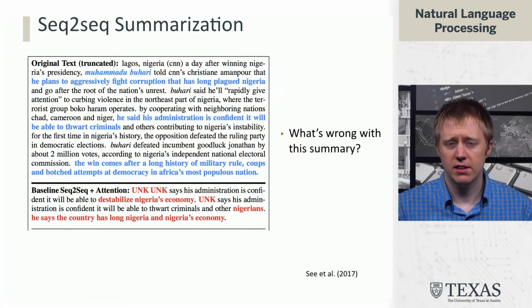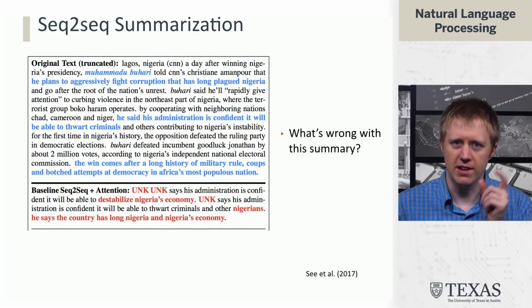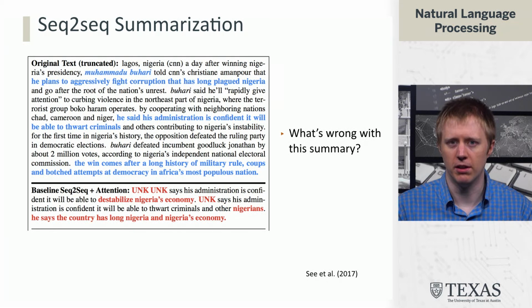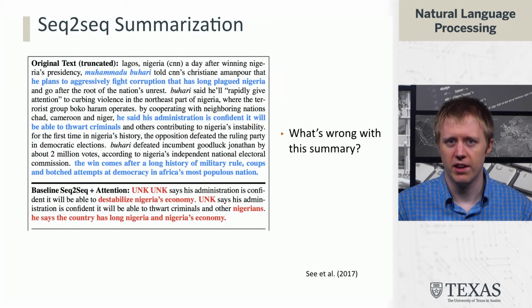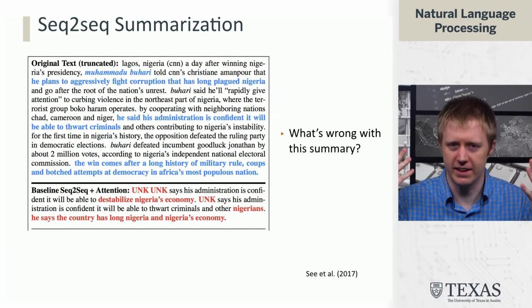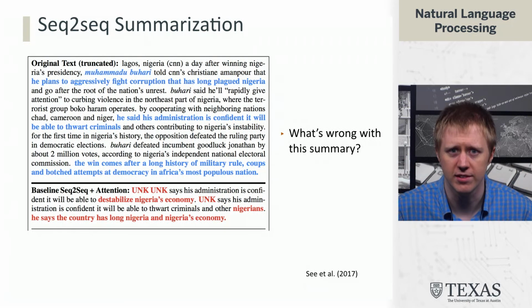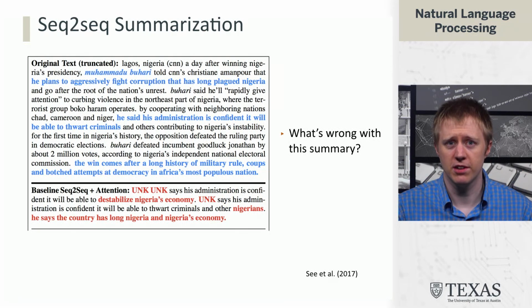Here's an example of a much longer article that we're going to feed into a Seq2seq plus attention model like we saw on the previous slide. And so what are the problems here? Well, there's a bunch of them. The first is these unknown words: "UNK says his administration..." So this was something that could never happen in an extractive model, right? Because we would always just get the words in the original sentence. "His administration is confident it will be able to destabilize Nigeria's economy." That doesn't sound quite right.